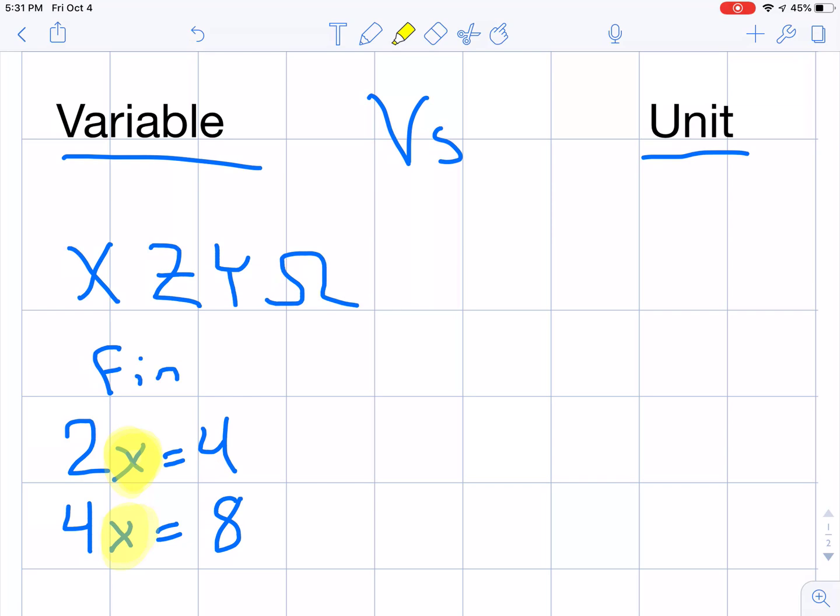I could have a variable speed fan, meaning it has different speeds, that x is going to have different values depending on the equation. That's all that means.